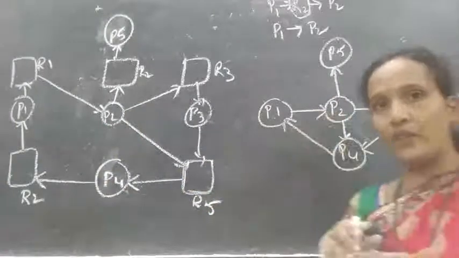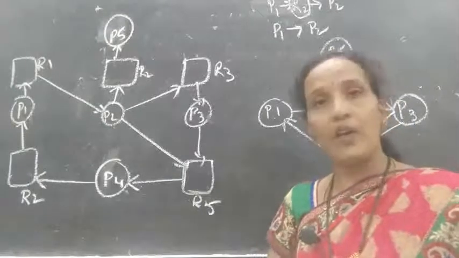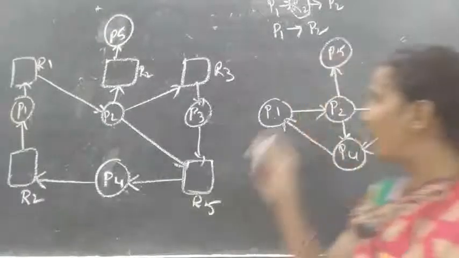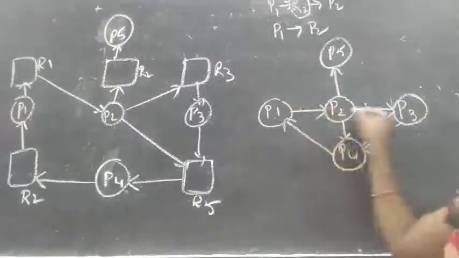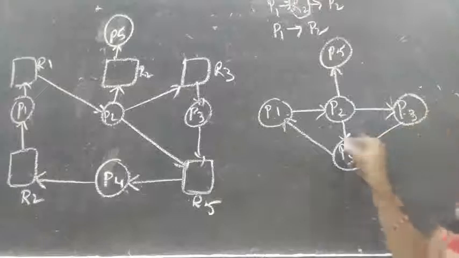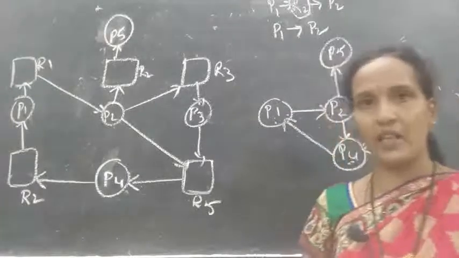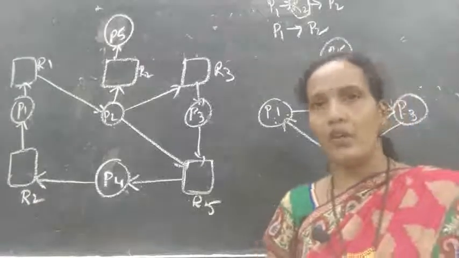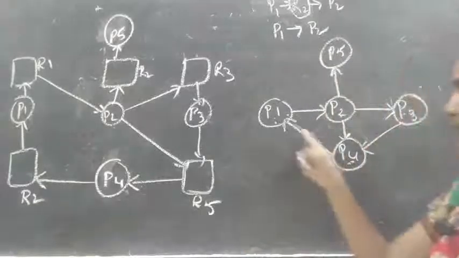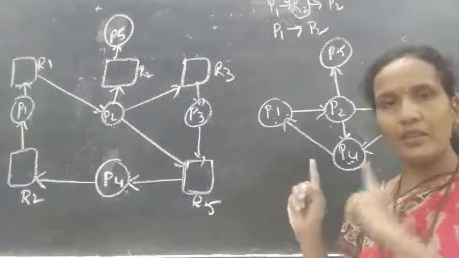So, using a wait-for graph, how can you say whether there is a deadlock or not? If there is a cycle. This is a cycle. See. P1 is waiting for P2, P2 is waiting for P3, P3 is waiting for P4, P4 is waiting for P1. So, in this case, the process will never complete its execution. So, that may lead to deadlock. So, if this type of cycle is there in the wait-for graph, then you can say that there is a deadlock. This is one method.